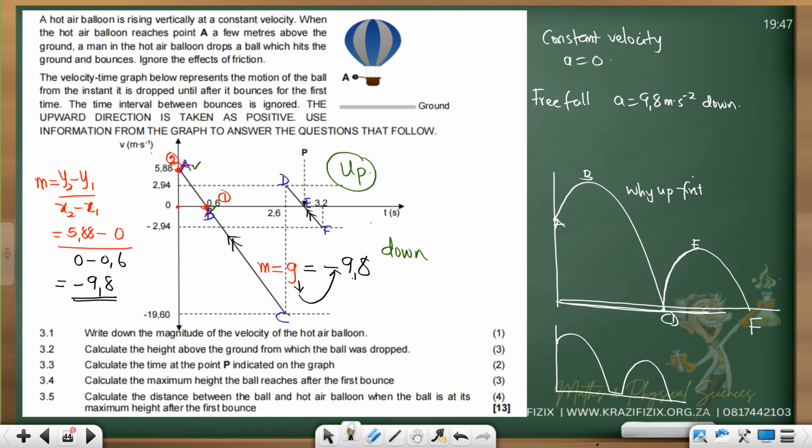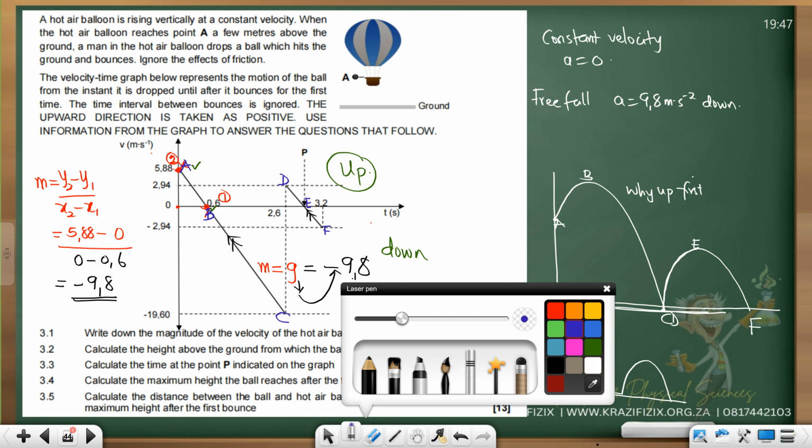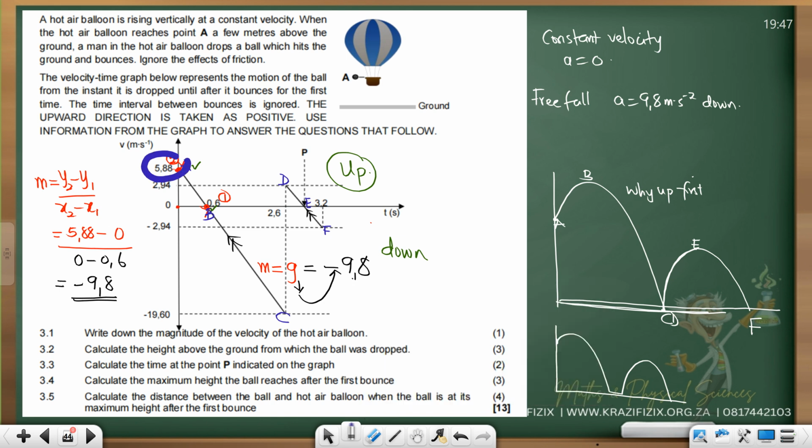Okay, let's jump. Write down the magnitude of the velocity of the hot air balloon. Wait. This whole thing is about the object. What is the initial velocity of the object? That is simply telling us the velocity of the hot air balloon. So the hot air balloon was moving at 5,88. When the object dropped, the velocity of the object is the same as the velocity of the hot air balloon.